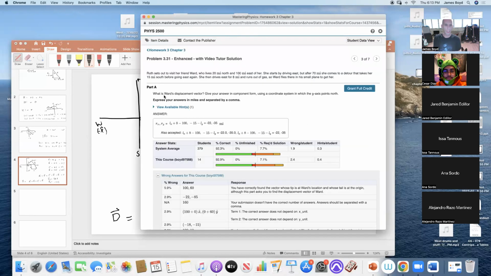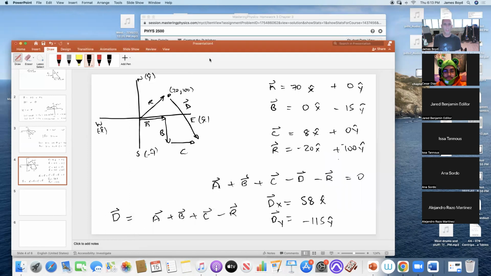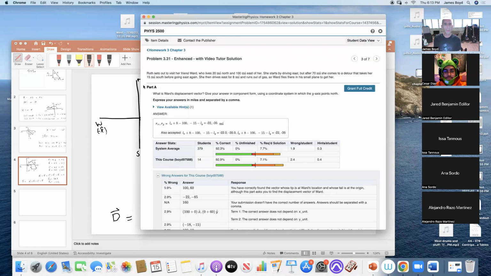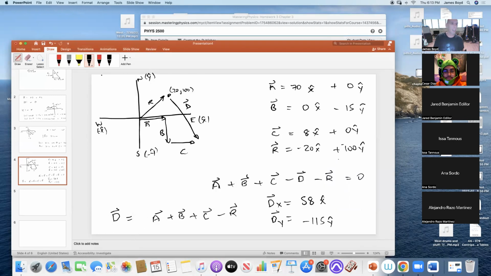What did I do wrong there? I had that super wrong. So hold on. 20 miles north. Oh, I flipped those. I am so sorry. Whoops. Sorry, guys. You can always yell at me. This was 20 miles north and 100 miles east. These are flipped.